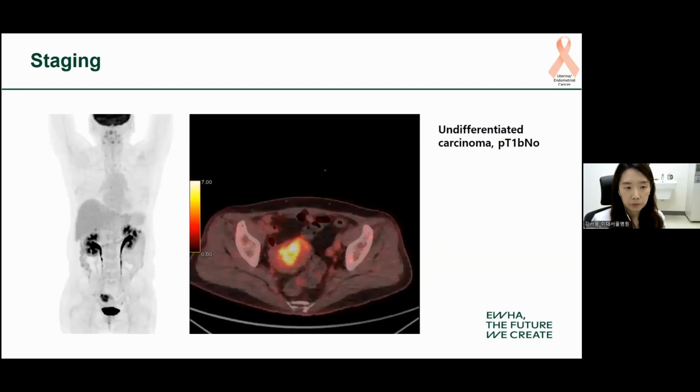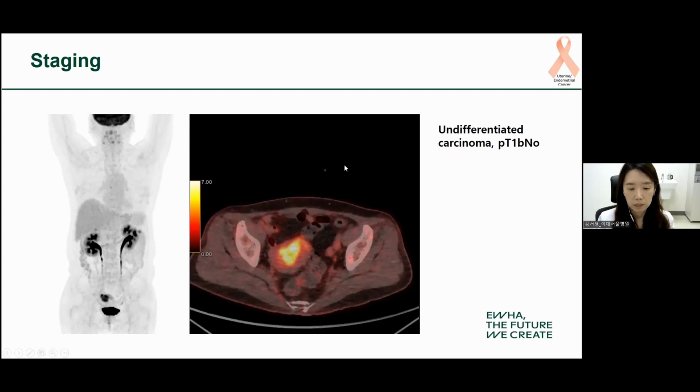Another case is for the role of FDG PET/CT in staging endometrial cancer. This patient also underwent FDG PET/CT for evaluating a mass lesion in the uterus. There is a hypermetabolic mass in the uterine cavity, suggesting a malignant mass. And there was no abnormal hypermetabolic lymph node in the pelvic cavity and para-aortic area. And also there was no evidence of distant metastasis.